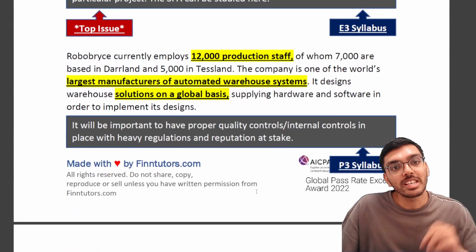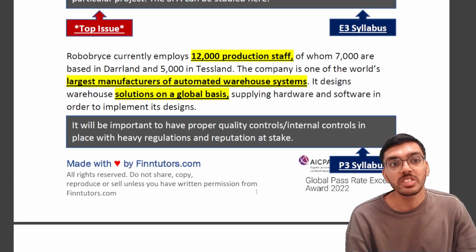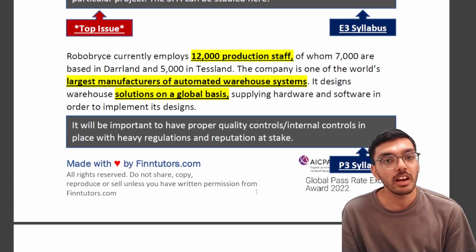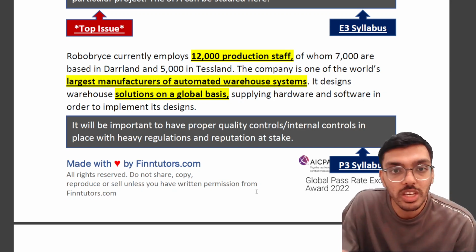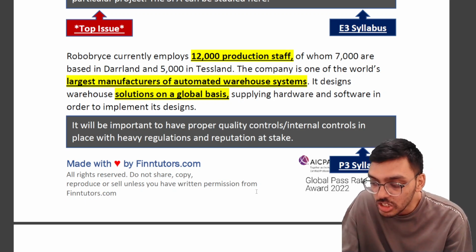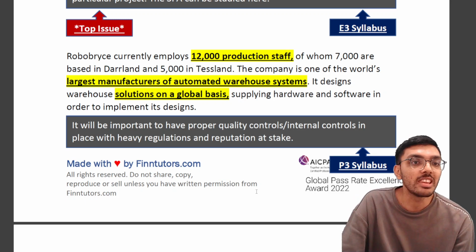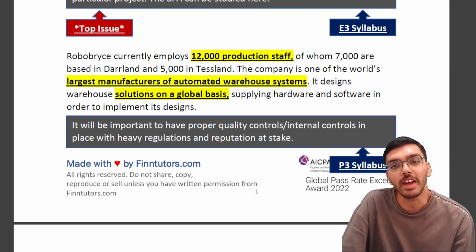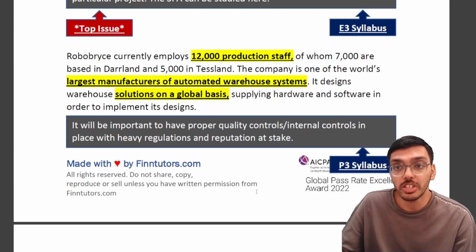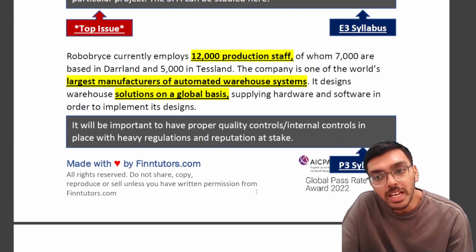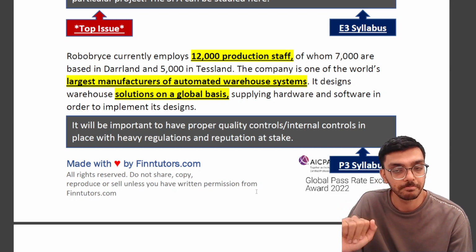Robobryce currently employs 12,000 production staff, of whom 7,000 are based in Darland and 5,000 in Tesland. So very naturally, we already know the size of our operations is large. The company is one of the world's largest manufacturers of automated warehouse systems. There, they've told you that we are one of the largest manufacturers in the world. So we are a big company, well-reputed company, and been in the market for a very long time.